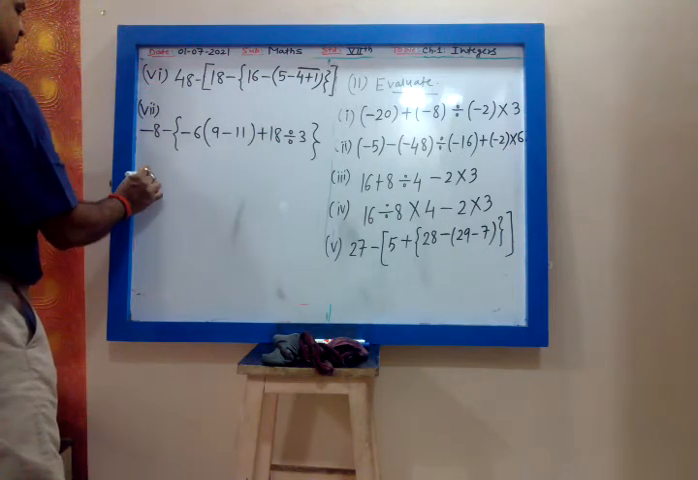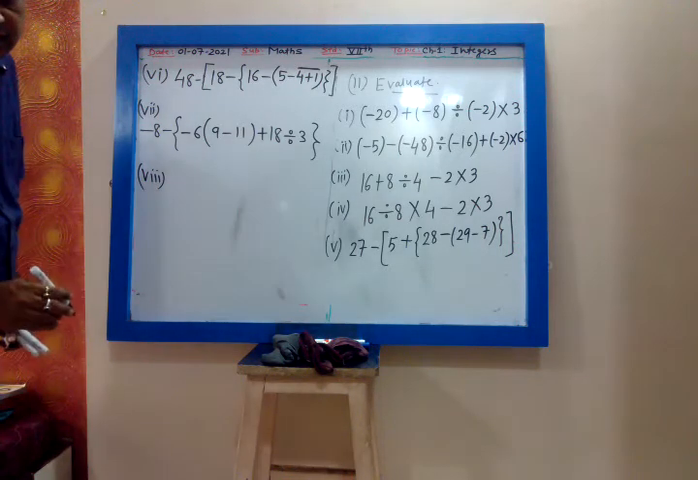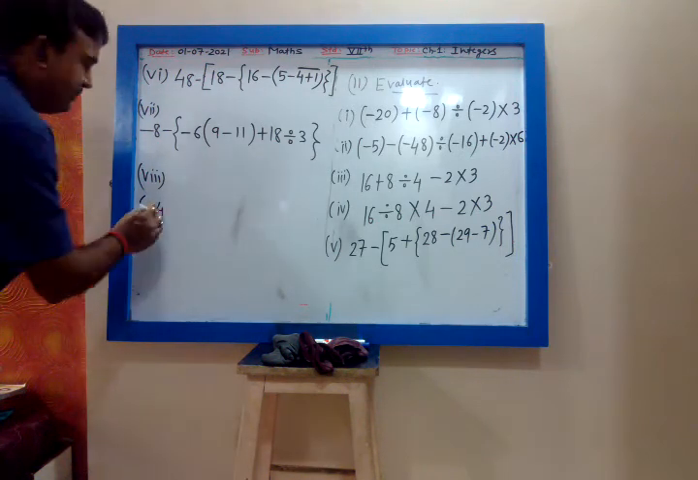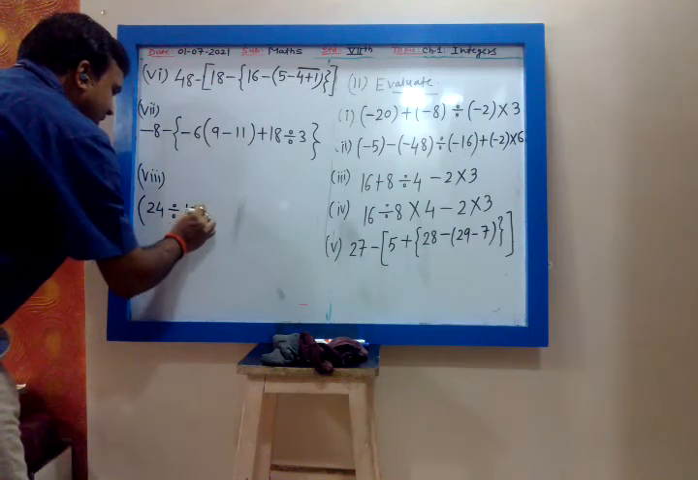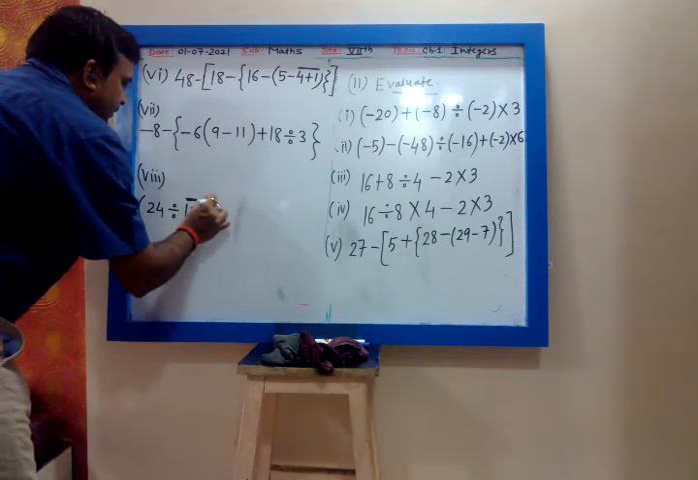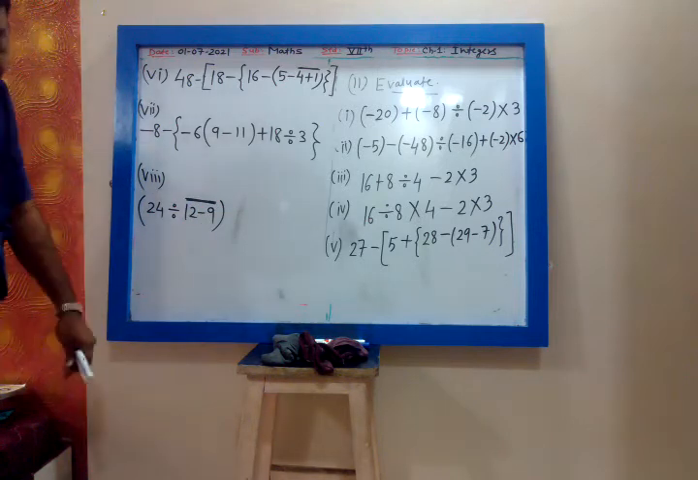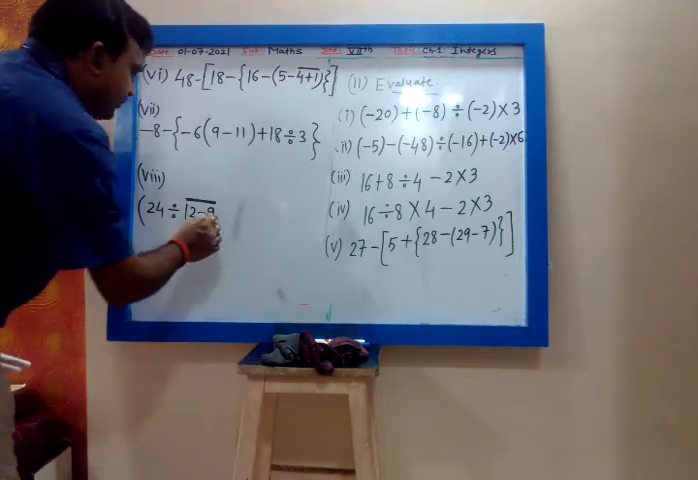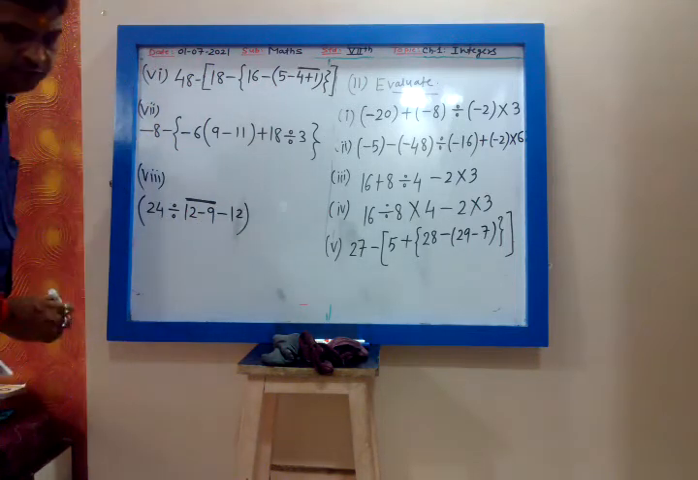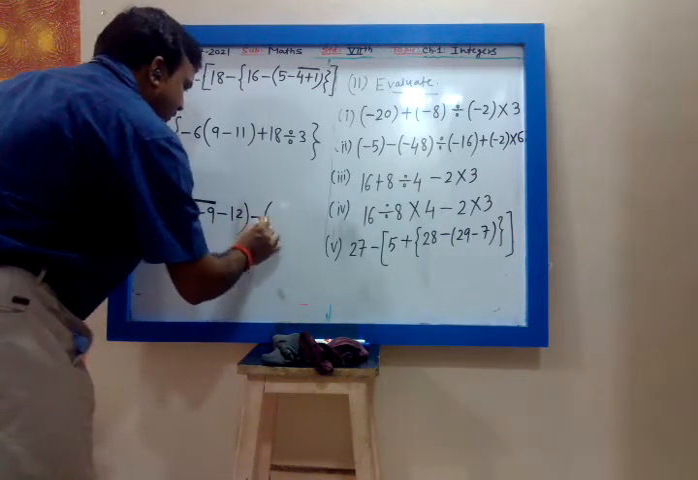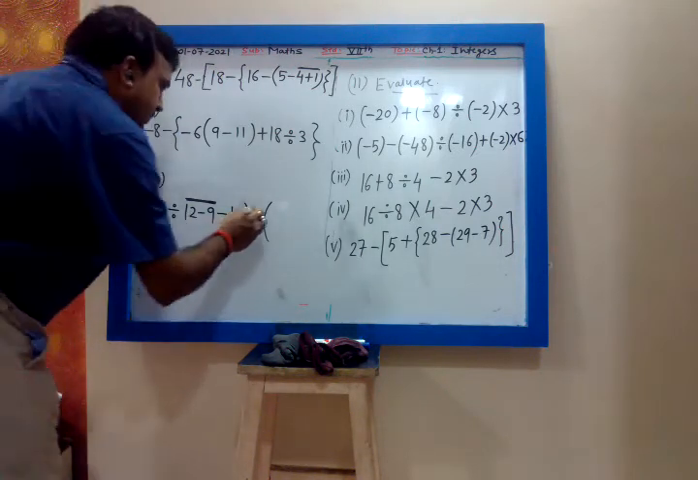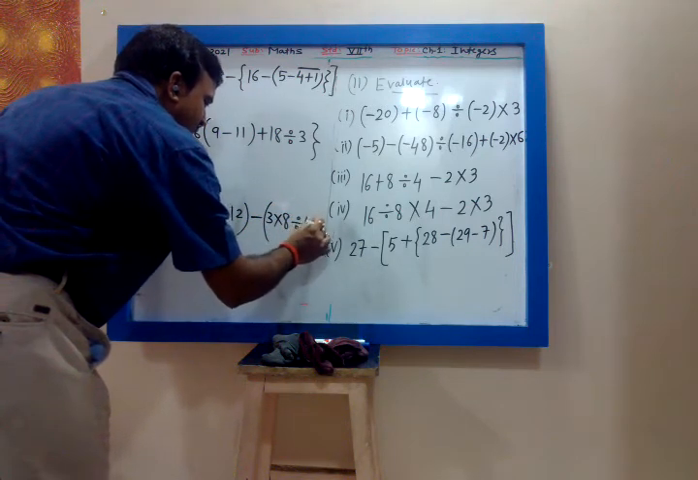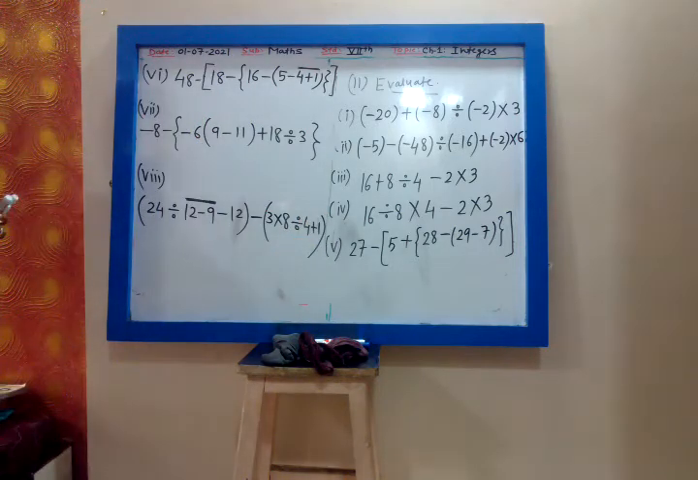Then the eighth one. It is (24 divided by 12 minus 9, and there is a vinculum over 12 minus 9), then the parenthesis gets closed, then it is minus 12 minus (3 into 8 divided by 4 plus 1), and the parenthesis gets closed. So now which one should I do?